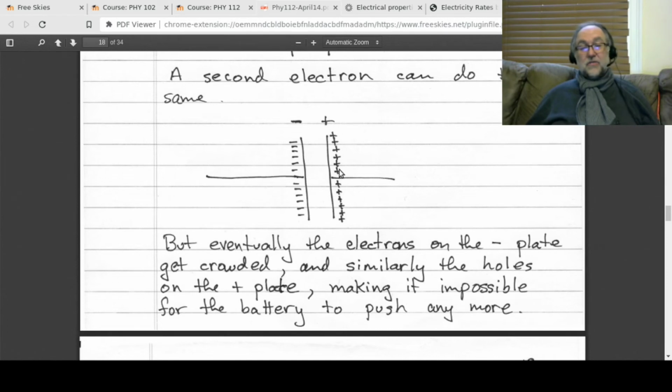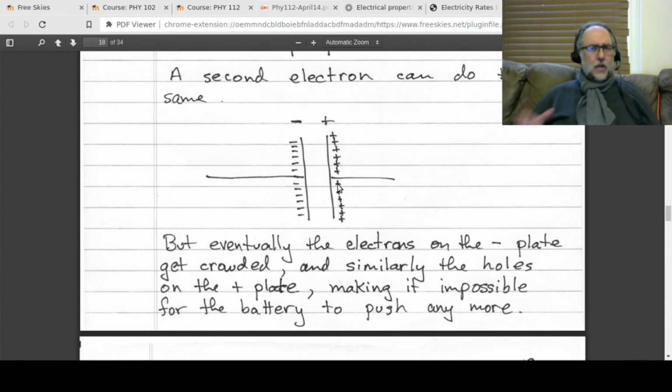And so the positive is saying, look, we don't want to get rid of any more of our negatives. And so as the battery keeps pushing charge on, it finds it harder and harder and harder to push more and more electrons onto the negative and to pull more and more electrons off of the positive. Eventually, at some point, the capacitor is saturated, and so for a particular voltage, you only get so much charge built up on that plate.